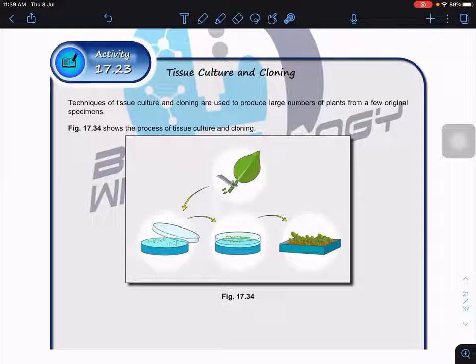So what does this mean? Basically, sometimes we won't be able to transport the plant. Let's say the plant has already grown so tall. It's difficult for us to transport it from its wild environment to the botanical garden. So what we do, we can get some parts of the plant and then culture them. When we culture them, we provide them with a suitable growth medium and some stimulants to stimulate them to form a new plant.